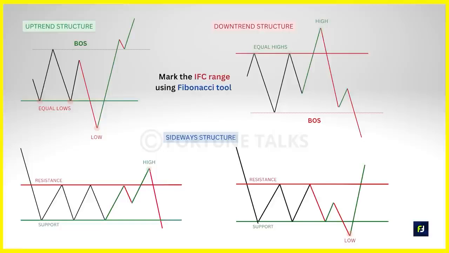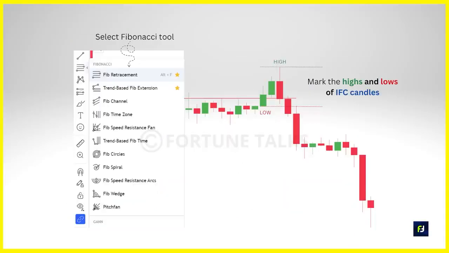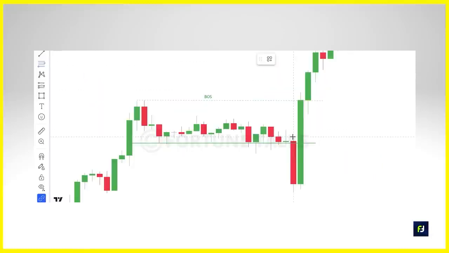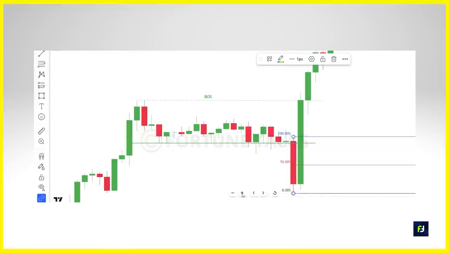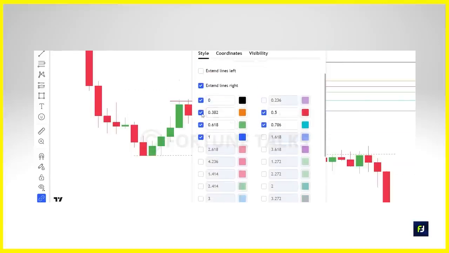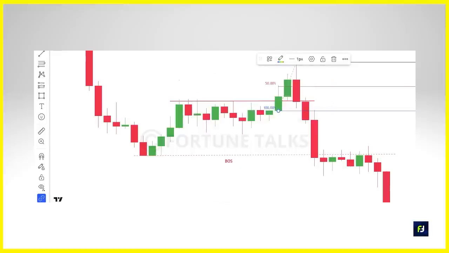Once you have identified the IFC candles, you need to mark the IFC range. For this, you need to select the Fibonacci tool from the toolbar and then select the highest and lowest points in the institutional candles. So the idea is to start plotting the Fibonacci retracement from the origin of the IFC candles. For bearish candles, start drawing from the highest to lowest point, and for bullish institutional candles, begin from the lowest point and follow through to the highest point. The Fibonacci retracement levels will be automatically plotted, but we only require the 0%, 50% and 100% levels. You can go to the Fib settings and change it accordingly.